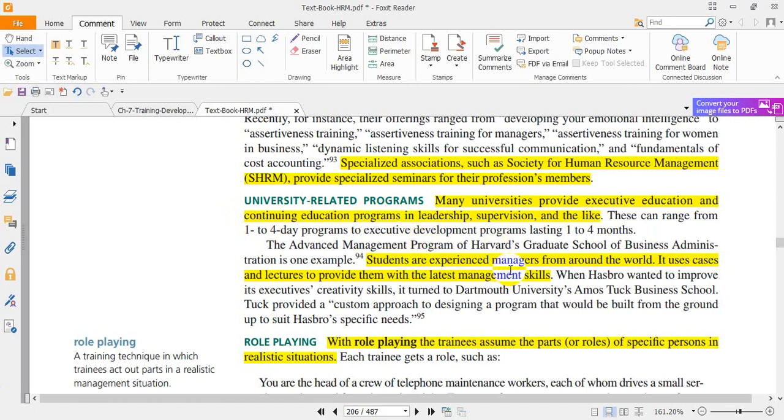Students are experienced managers from around the world. It uses cases and lectures to provide them with the latest management skills. These are some examples, for instance the Advanced Management Program of the Harvard Graduate School of Business Administration. In this business school and this program, students are experienced managers from around the world. It uses cases and lectures to provide them with the latest management skills.